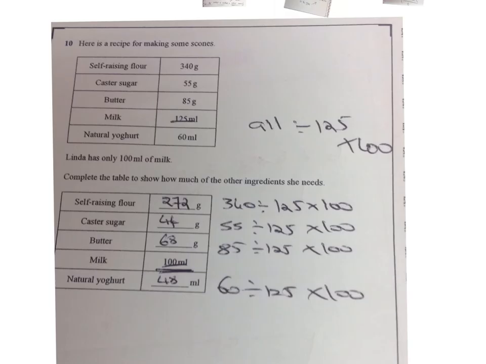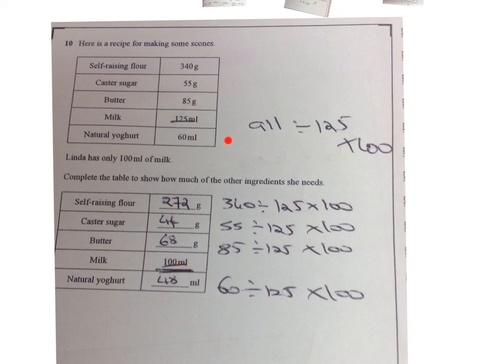So for this question here, it's a recipe for some scones. This is the information you need. It doesn't tell you how many scones you have, so you've got this information here, and it's saying Linda has only 100 milliliters of milk. So in other words, she had 125 and now she's only got 100. Okay, so you need to work out how to get from 125 to 100.